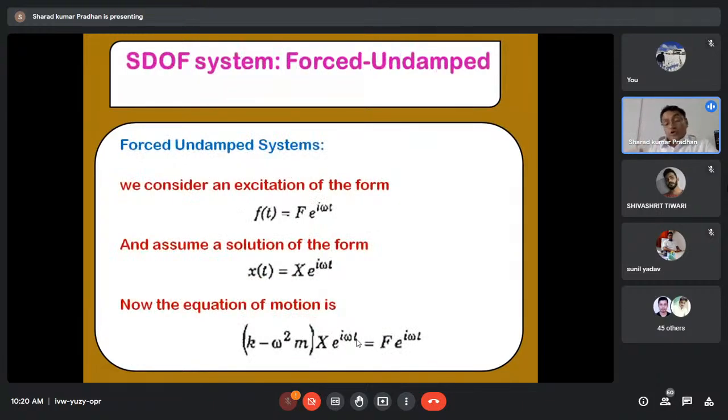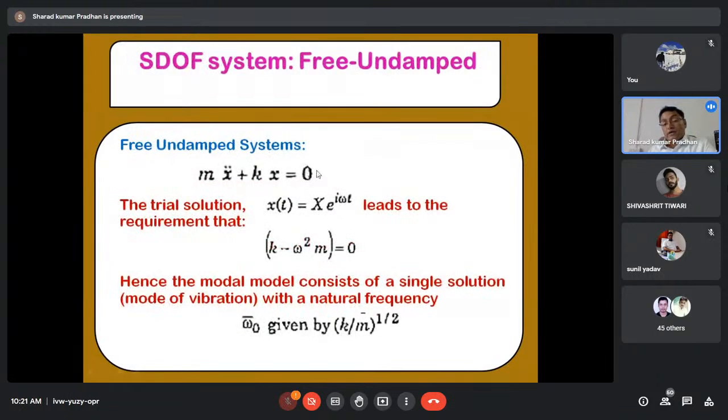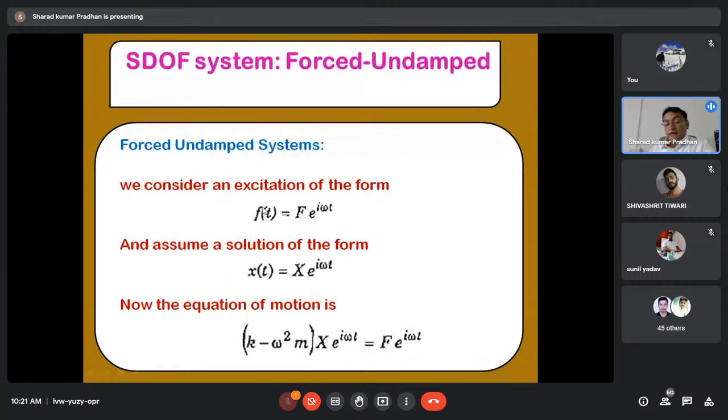Suppose this time you are not taking this side as 0, you are taking a force. And that force is also time dependent. But as we have converted time into frequency, for displacement as well as force, we are going to get this equation: k minus omega square m within bracket, then x e^(i omega t) is equal to f e^(i omega t). This is the conversion of force and this is the conversion of x.